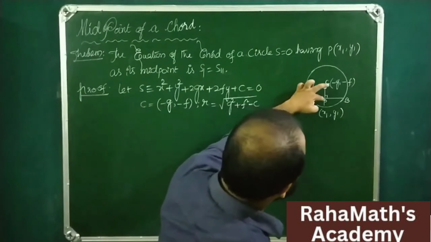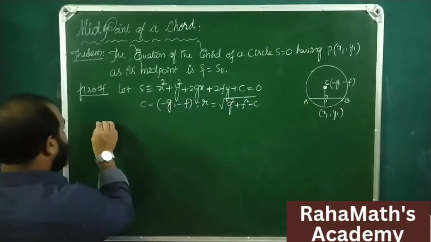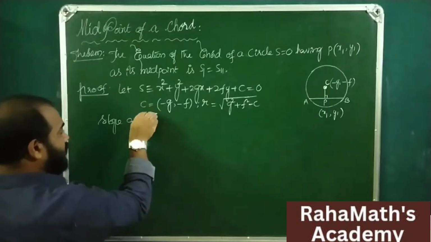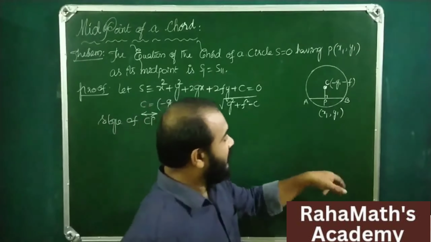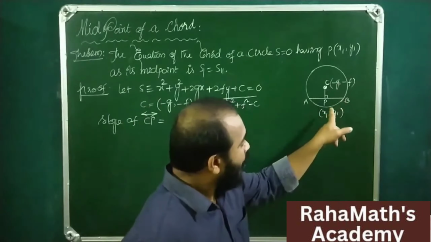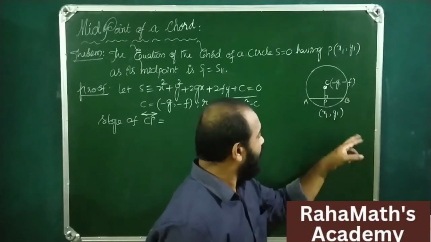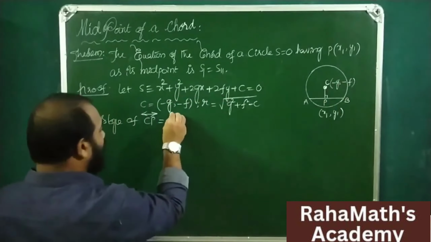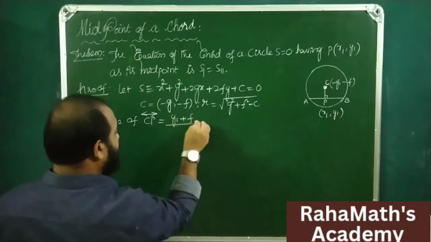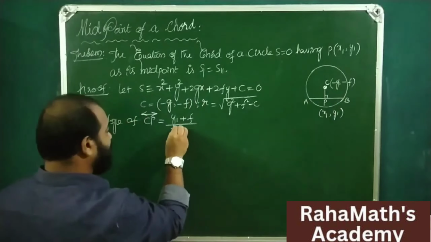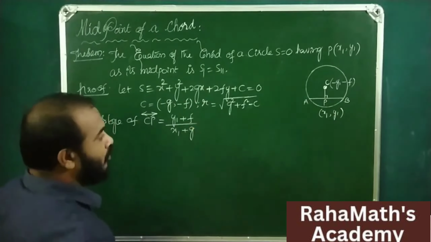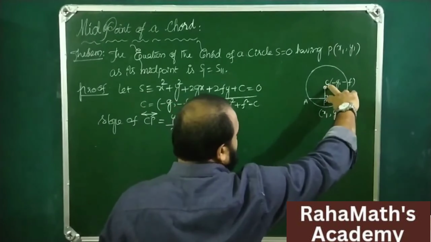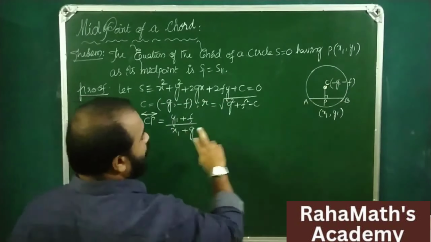So let us find the slope of CP. Two points are there. So difference of ordinates by difference of abscissa: y2 minus y1 by x2 minus x1. y1 minus of minus, so y1 plus f by x1 plus g. Therefore, this is the slope of CP.